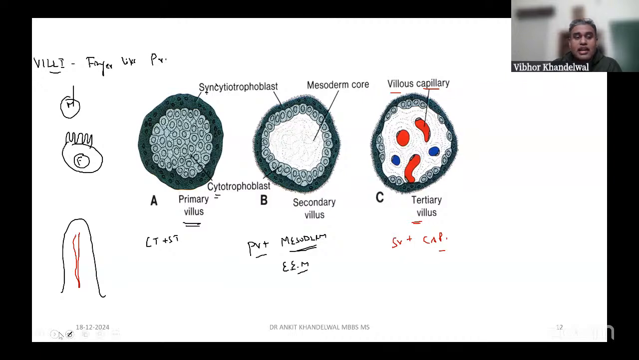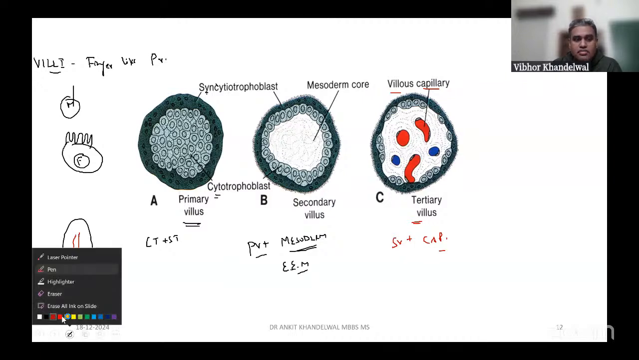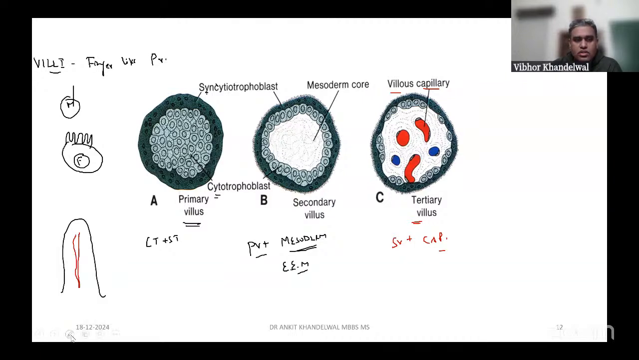So what is outside? Okay, this is the finger. Let me just try to show you. There's a finger, and what is outside? Outside over here, you have the maternal blood. You have not the blood vessel, you have the blood over here between the villi. You will have the blood.